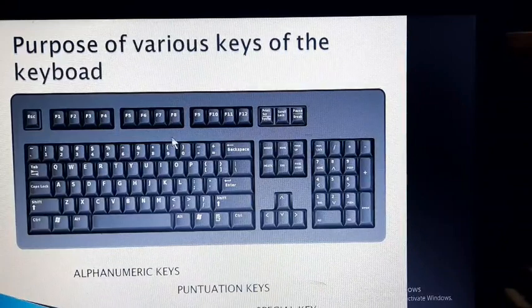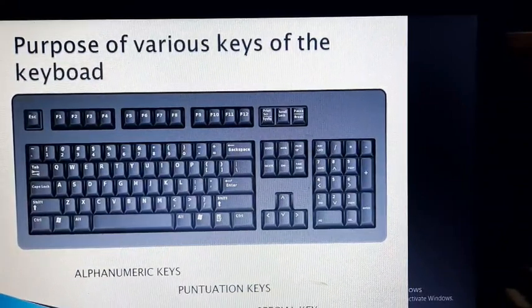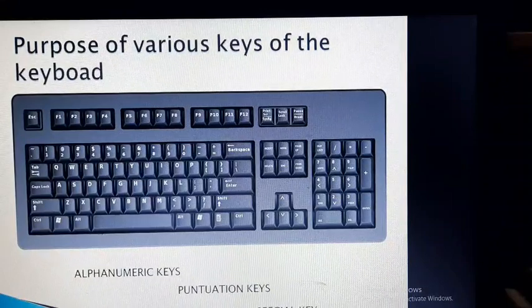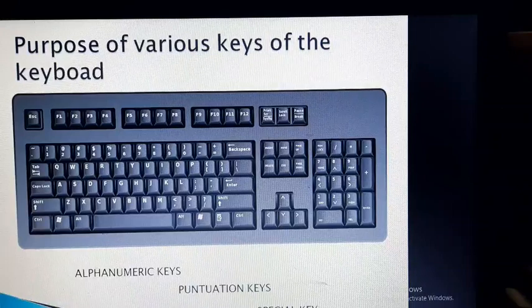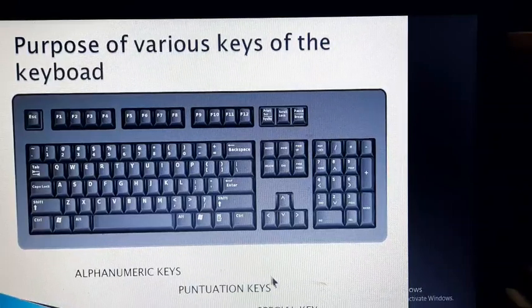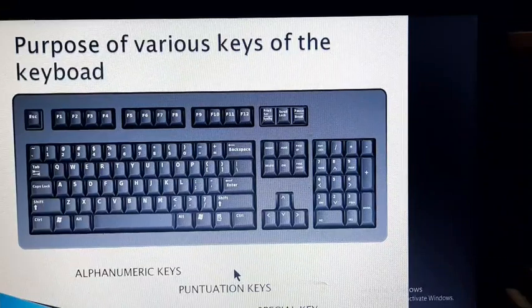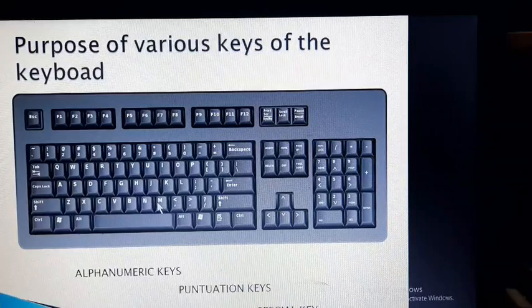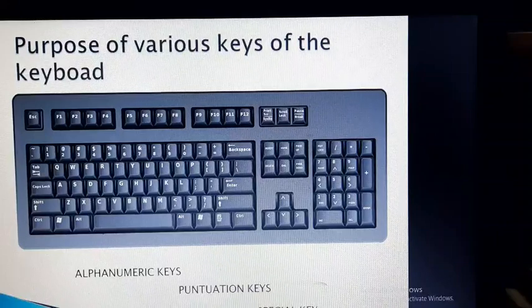Generally, the keys in the keyboard are divided into three types. One is alphanumeric keys, second one punctuation key, and third one special key. The alphanumeric keys refer to all the letters and numbers on the keyboard, that is A to Z and 0 to 9. These keys are used for typing numbers, symbols, and letters.